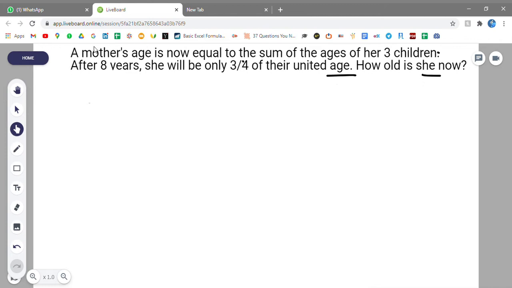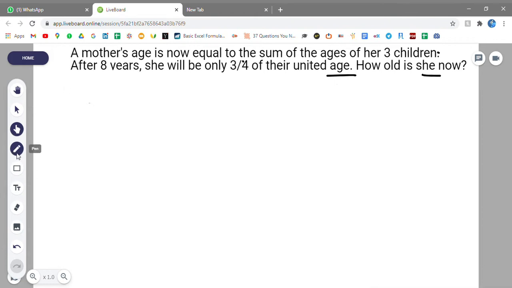So let's read the question once again. A mother's age is now equal to the sum of ages of her three children. So a mother has three children where their ages is equal to the age of the mother. And after 8 years, she will be only three-fourth of their united age. So after 8 years, there are two parts of the problem. First is mother's age now. In present, what is the mother's age? And then after 8 years, they have given us the comparison. But the final question, they're asking us to find how old is the mother now.